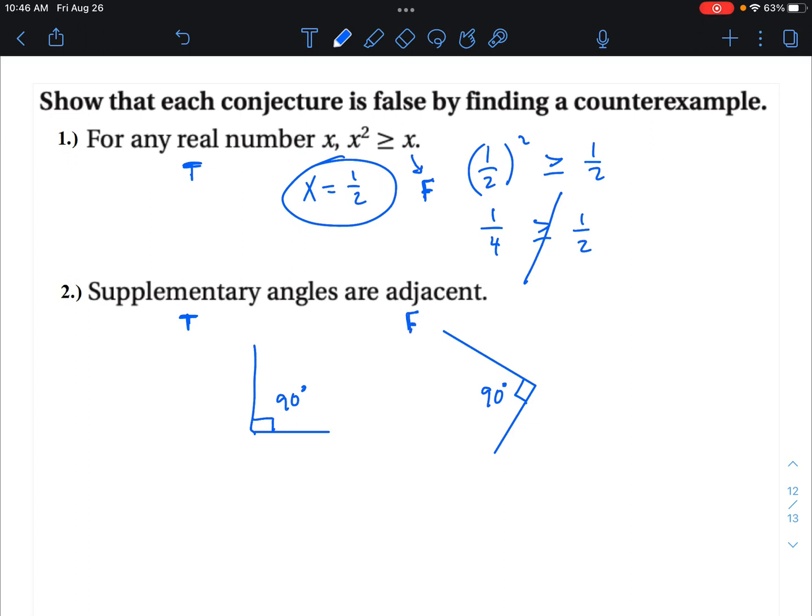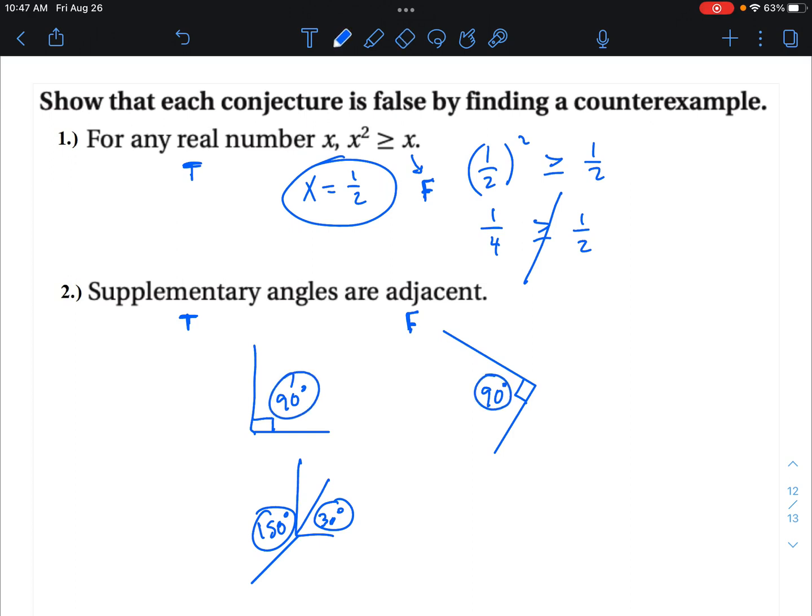You can do that several examples. You could go like 30-degree angle and then just put another angle somewhere else. Maybe we'll do it like this. 150 degrees. Those two angles are supplementary, but they're not adjacent. They're not next door to each other. So a lot of different ways you could do that.